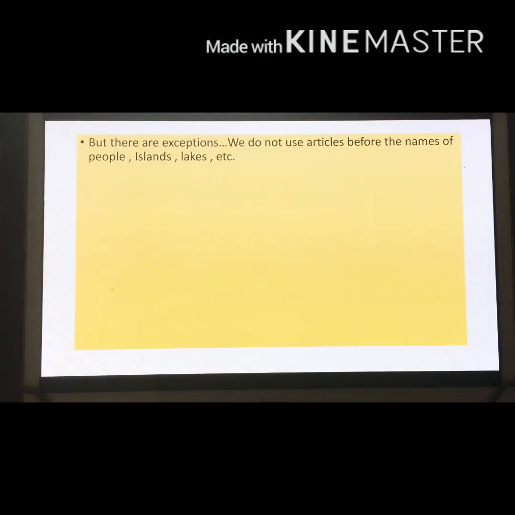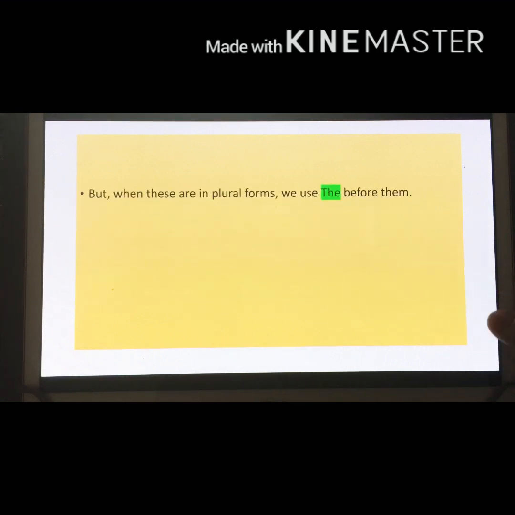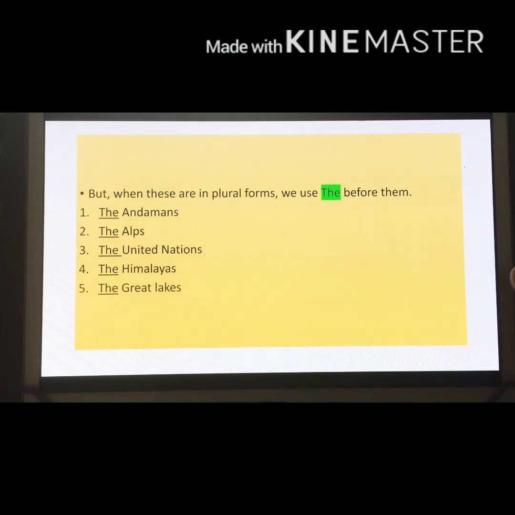But there are exceptions. We do not use articles before the names of people, islands, lakes, etc. But when these are in plural forms, we use "the" before them. The Andamans. It is plural because Andamans is a group of islands. The Alps, it is a group of mountains. The United Nations, it is a group of states. The Himalayas, it is also a group of mountains, a mountain range. The Great Lakes.